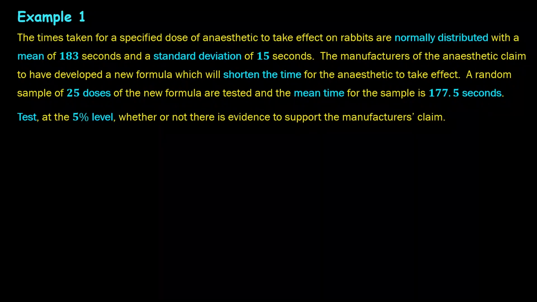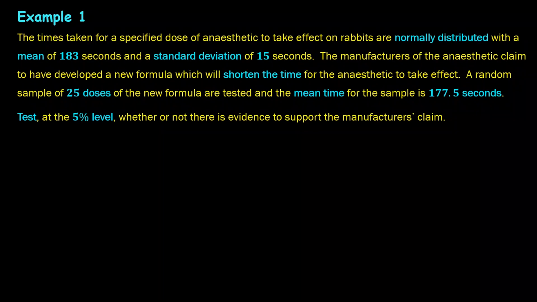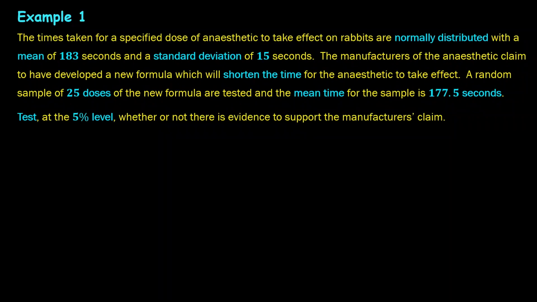So let's solve this. We're going to begin by highlighting the key phrases in this example. Notice that we've highlighted normally distributed. We've also highlighted the mean, which is 183. We've also highlighted standard deviation, which is 15. And then we've highlighted shorten the time. So this is what we're going to test. Has the time shortened or has it not?